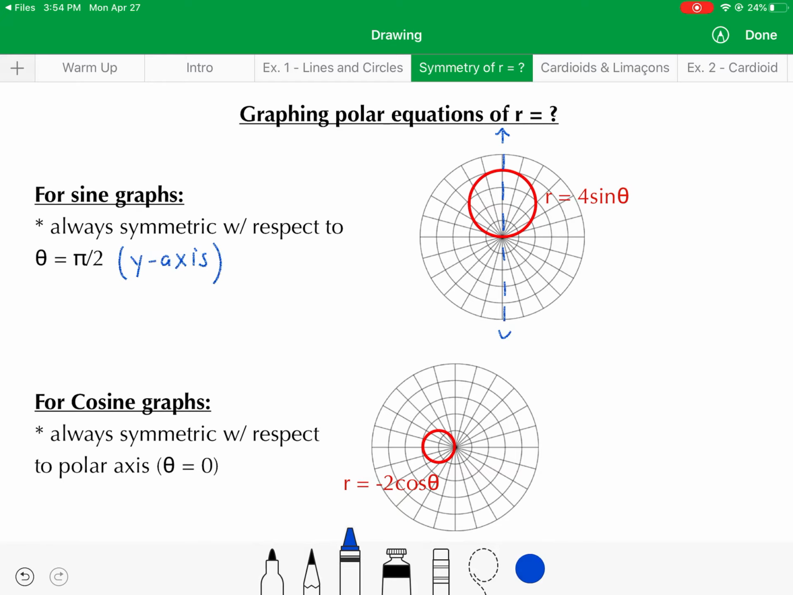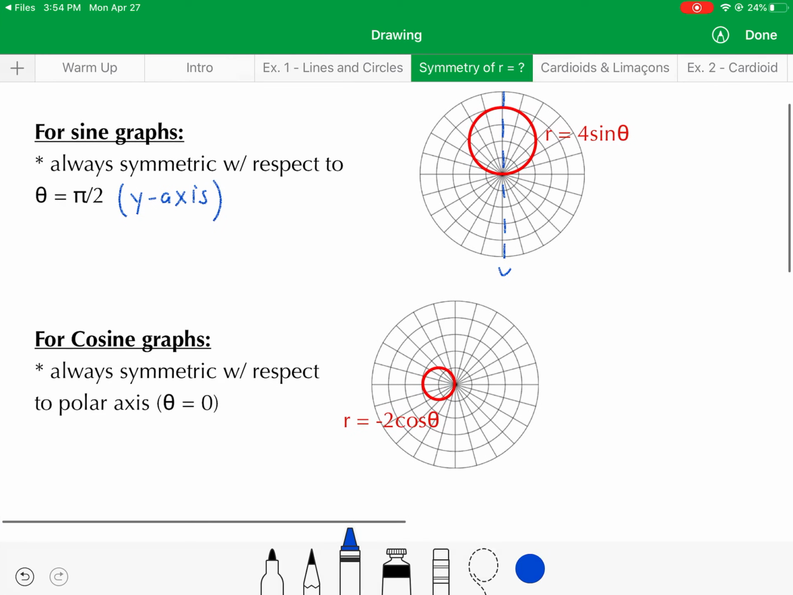Now let's say we had cosine on the other side of r equals. So for example, r equals -2 cosine of theta. Here the symmetry is going to be with respect to the polar axis, which is the same as the line theta equals 0, and that coincides with the x-axis of the rectangular coordinate system. Okay, so you can see that circle graphed here is in fact symmetric with that line.